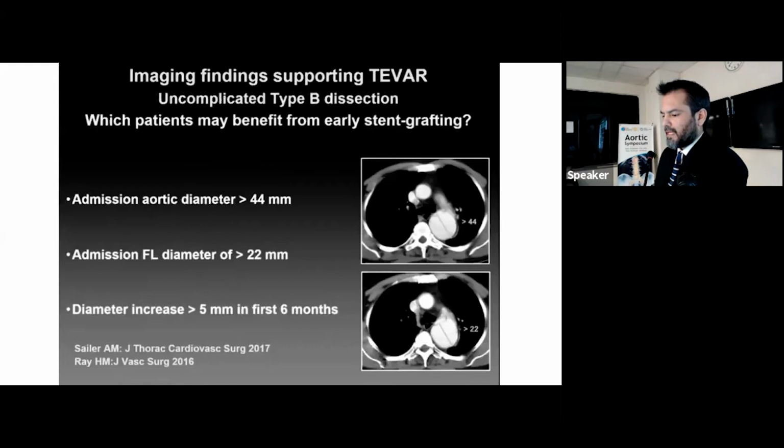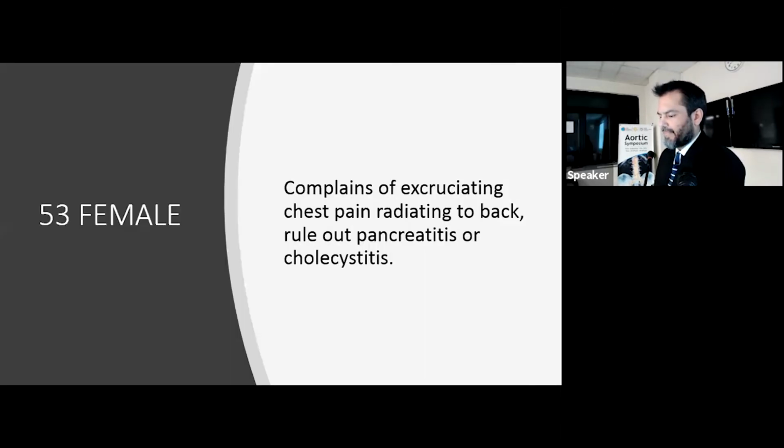Here, just to give you an idea, there are multiple different guidelines, but here they're talking about measuring the total lumen and then the flow lumen of the thoracic aorta. And just saying that basically if the diameters exceed this, then these benefit from early stent grafting.